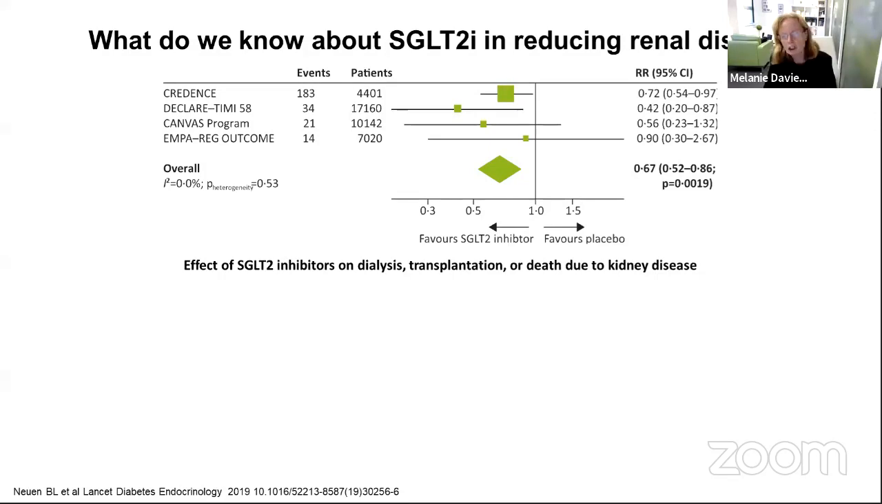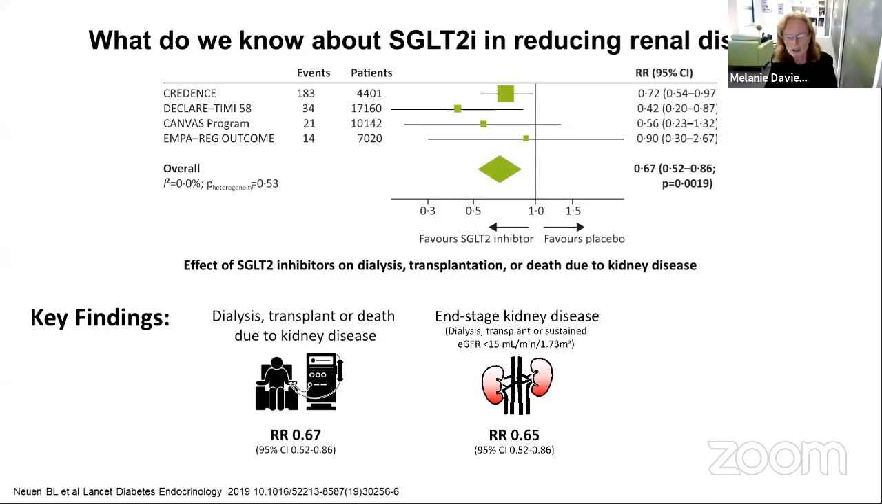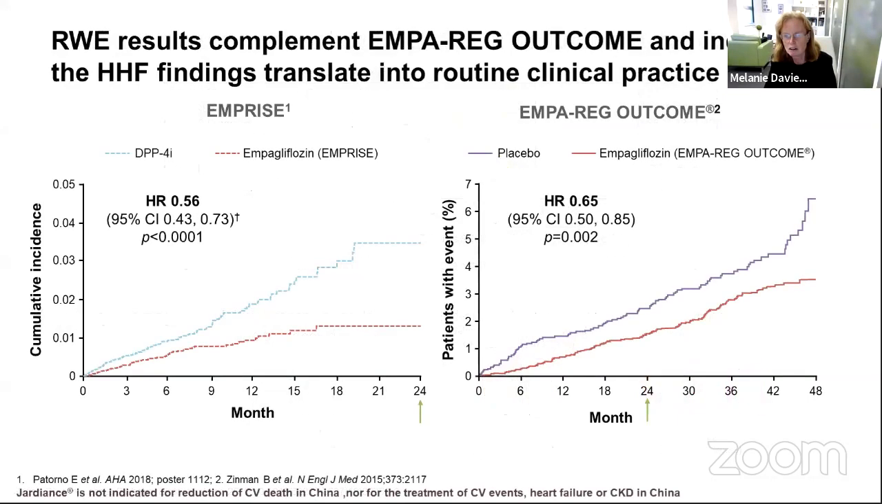So if we look at the SGLT2s in reducing renal disease, we've got really pretty robust evidence now. This doesn't include the VERTIS data, but we see a 33% reduction in dialysis, transplantation or death, a 35% reduction in end-stage kidney disease, and a 25% reduction in acute kidney injury. So this is really very important.